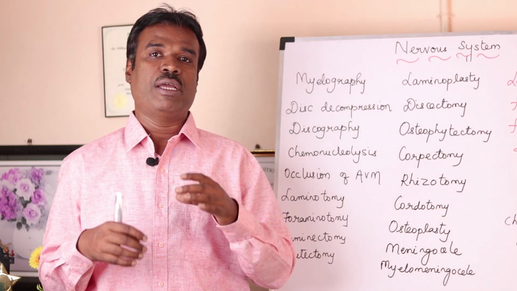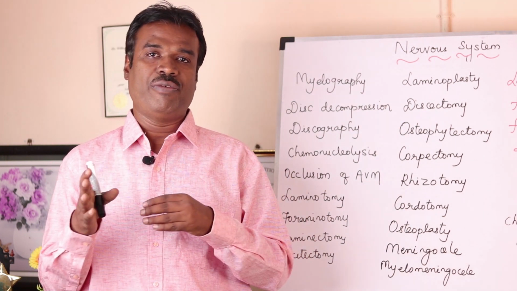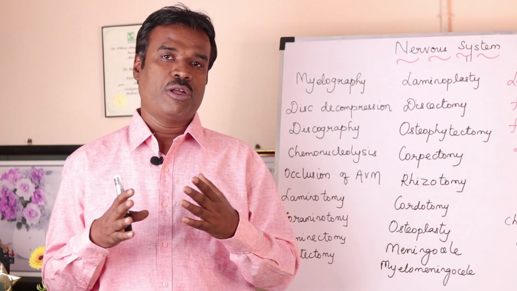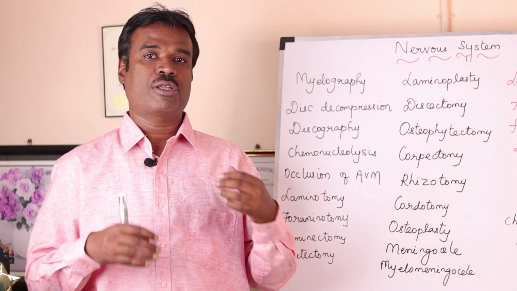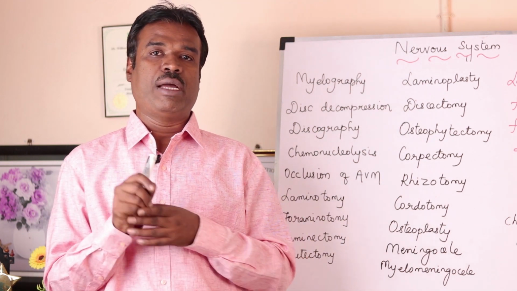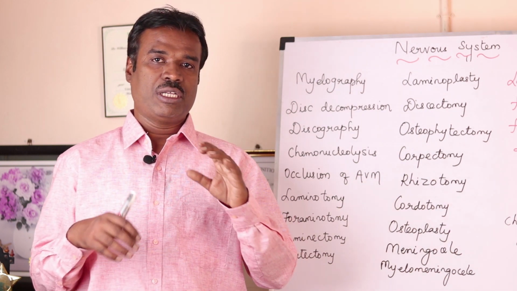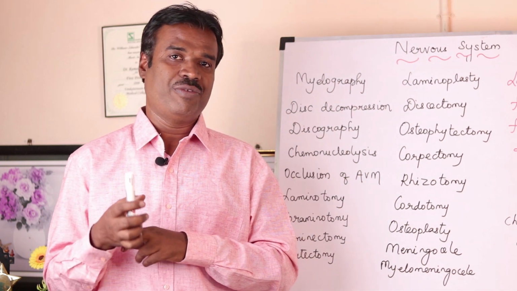A corpectomy is the removal of the body of the vertebra. The physician is going to excise a portion of the body of the vertebra. So this is termed as corpectomy. Please keep in mind, corpectomy is different from carpectomy, which is actually a procedure on the carpal bones of the wrist.